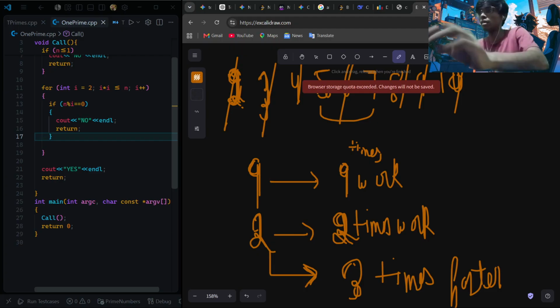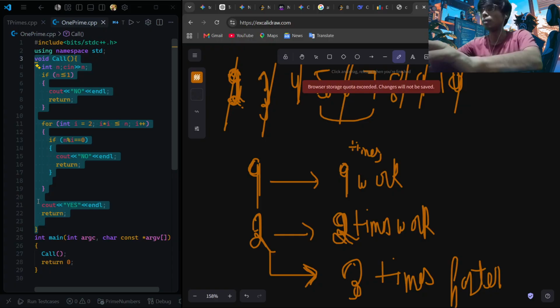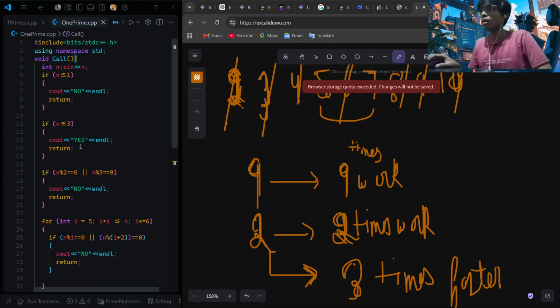So if we see the code, I will paste it here. Wait a moment. So this is basically the code. What we are doing here is, if I get a value 0 or 1, I know 0 and 1 are not prime numbers. So I will write that no, this is not a prime number. Except that, we will get 2 and 3, and I know 2 and 3 are basically prime numbers.